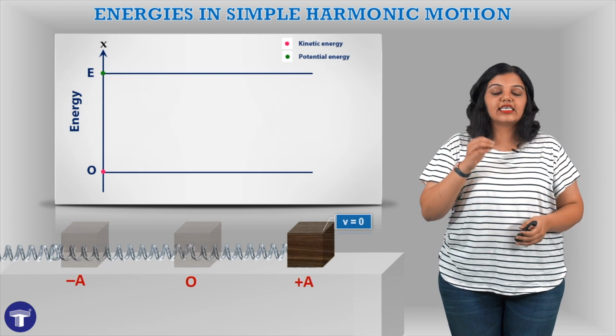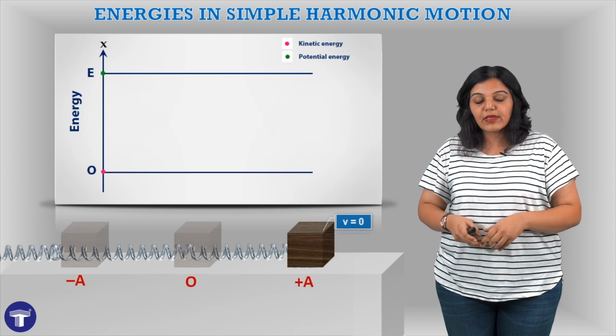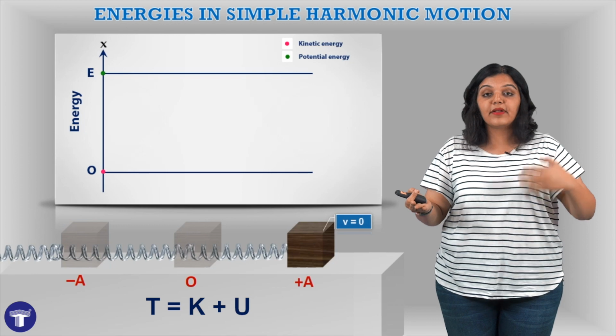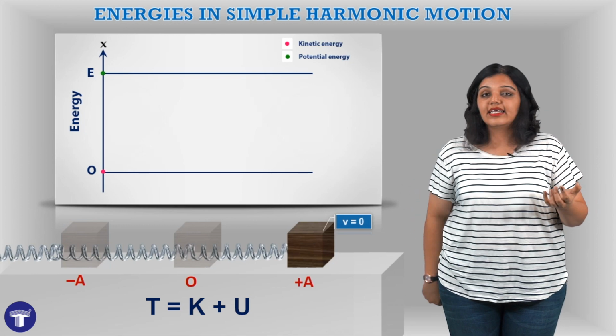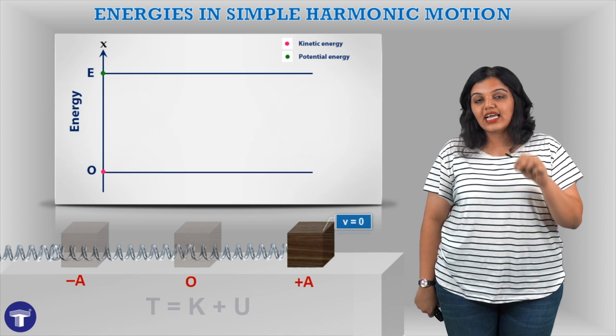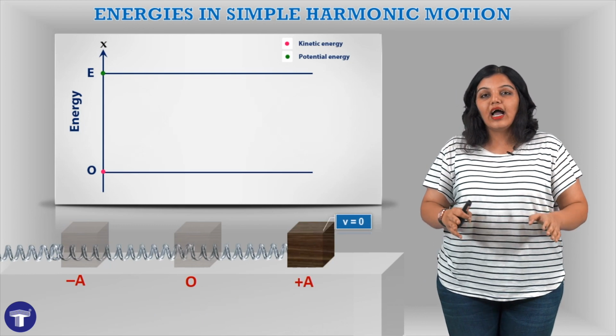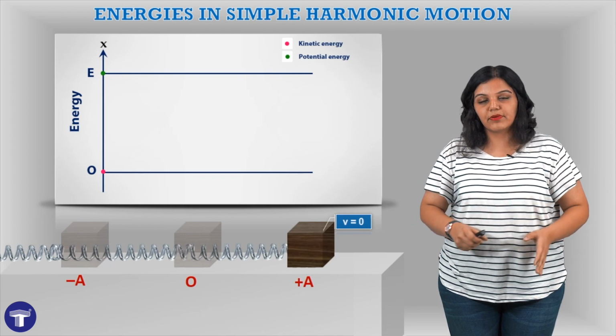Why am I saying that at this point the total energy is nothing but the potential energy? This is because the total energy is kinetic plus potential. But there is no kinetic, and therefore the potential is the total energy, which I have denoted as E. So I mark this green dot at E. Now I move this block towards the mean position.